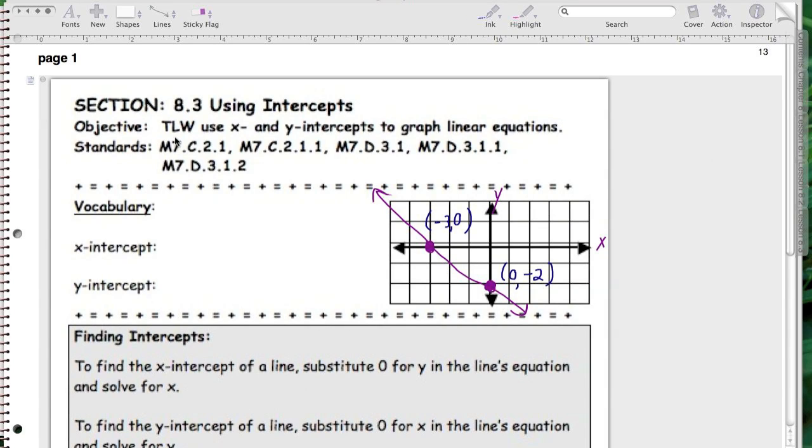Okay, using intercepts, section 8.3. Now this is a second method at graphing equations. Rather than the t-chart, the second option is to use intercepts. And what we're going to see is most every graph that we make is going to have an x and y intercept, which is why this works.